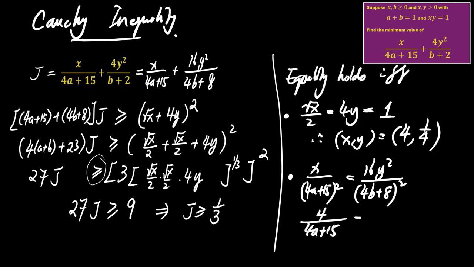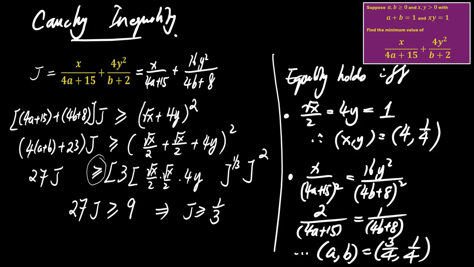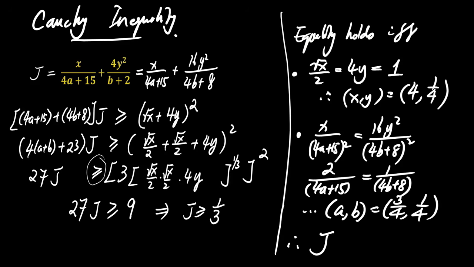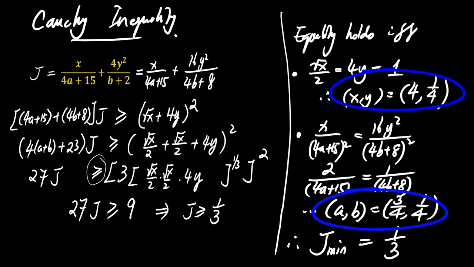So that is 4a plus 15, and this is 4b plus 8, both sides squared. So this turns out that without the square, this will be just equal to 2. After solving this, we get a and b equal to 3 over 4 and 1 over 4. So with this, again, we conclude that the minimum of J is indeed 1 over 3, and the equality holds if and only if x equals 4, y equals 1 over 4, and a equals 3 over 4, b equals 1 over 4.